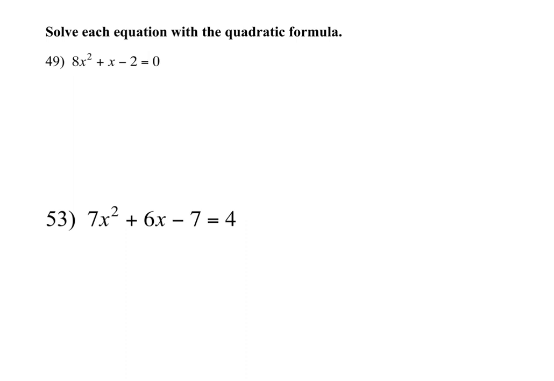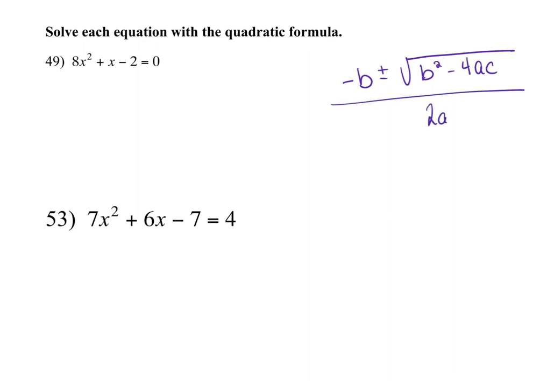So the key to doing quadratic formula is to know the quadratic formula, all right? So if you don't know the quadratic formula, listen to the song: negative b plus or minus the square root of b squared minus 4ac all over 2a. This is what x equals. You should not have any variables in your quadratic formula. It is all numbers, okay?